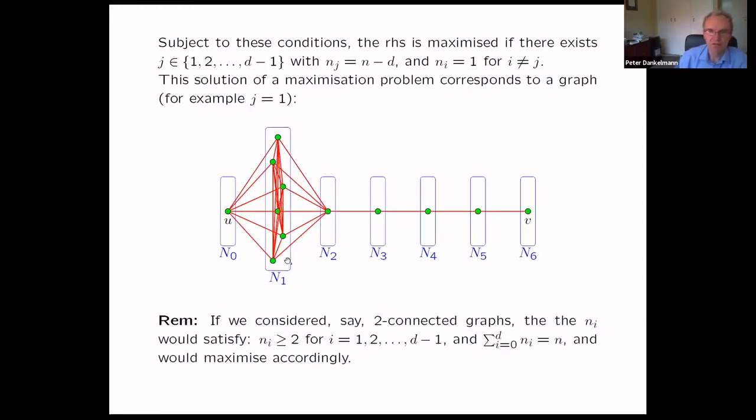And a graph that corresponds to this choice would be a graph like this. Here I packed all the vertices in the set N1, joined them all to each other, joined every vertex to the vertex in the next layer. So for example, the vertex in N0 to all the vertices in N1, all the vertices in N1 to the single vertex in N2, and so on.